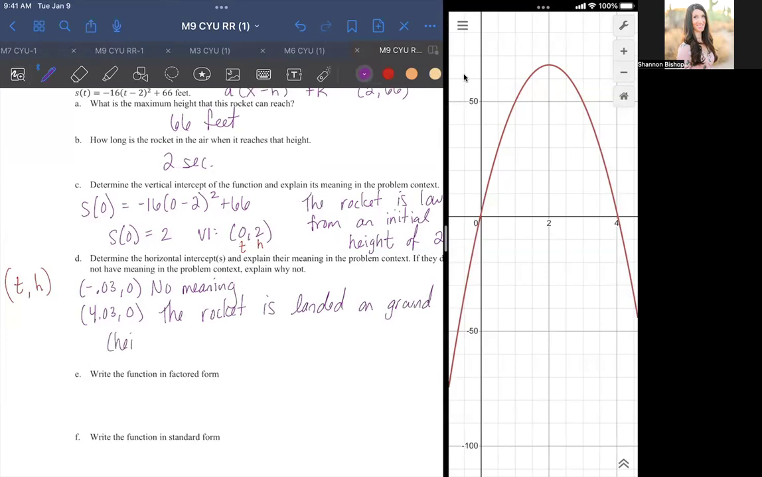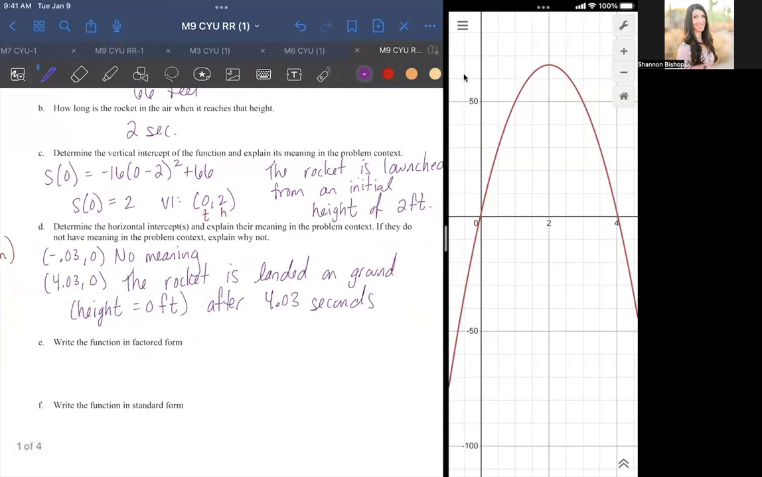So a height of 0 means it's on the ground, 0 feet. And it takes 4.03 seconds for that to happen. So there's no meaning for the negative one, and the positive one just means that after 4.03 seconds, the rocket is indeed on the ground. All right, part E, write the function in factored form.